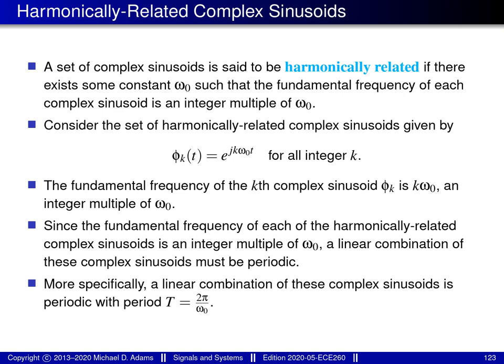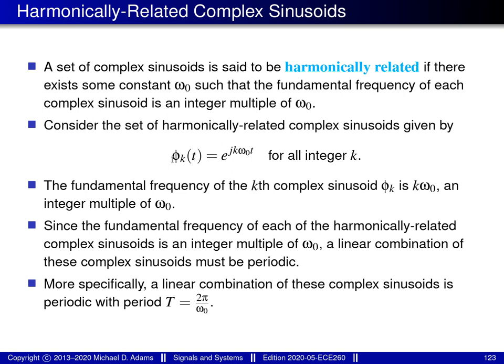And the first term that I need to introduce is the term harmonically related. So we can talk about a set of complex sinusoidal functions as being harmonically related. Just reading the definition from the top of the slide, a set of complex sinusoids is said to be harmonically related if there exists some constant omega naught such that the fundamental frequency of each complex sinusoid is an integer multiple of omega naught.